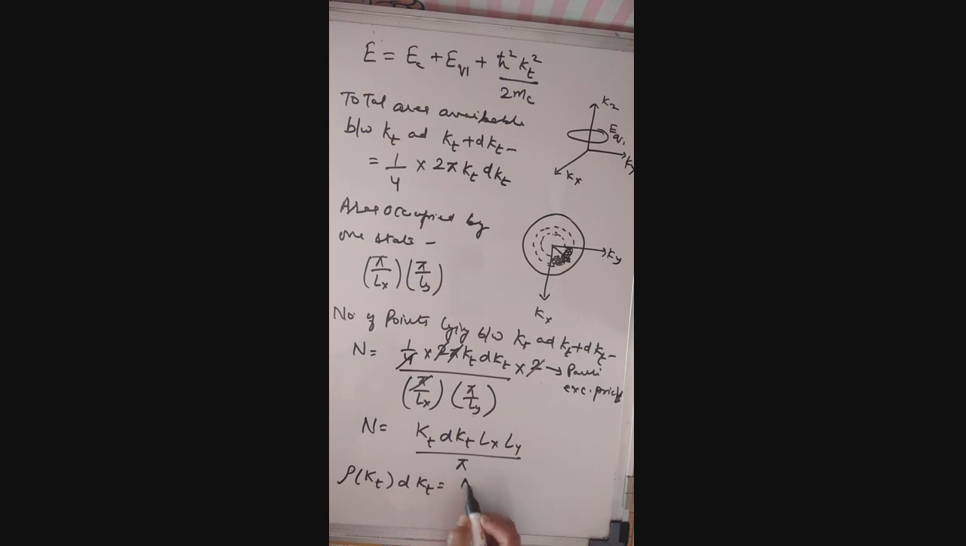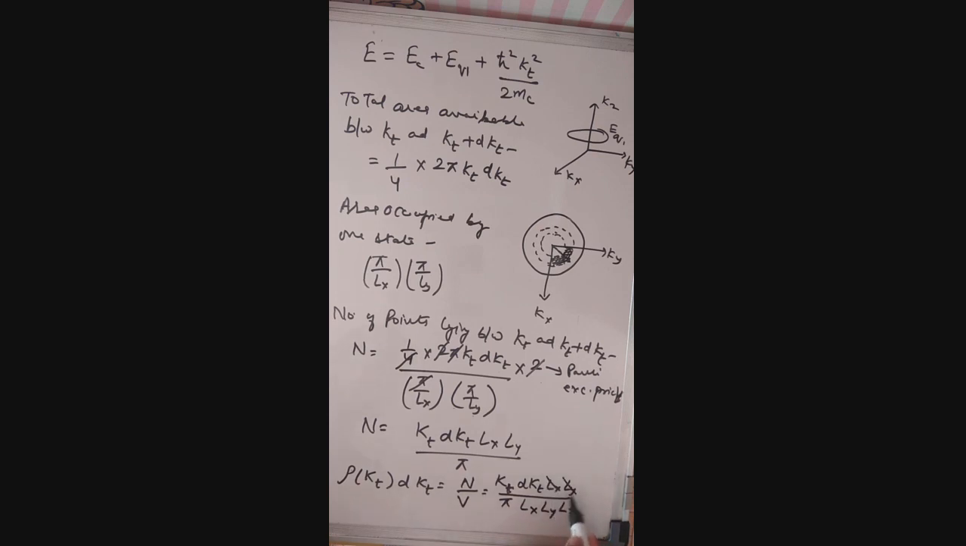So this will be n by volume, because whenever we are talking about density, we have to divide it by volume. No matter what kind of structure we are talking about, we have to divide it by volume when we are talking about density. So first I am putting the value of this n, kt dkt Lx Ly upon pi. Okay, this was the value of this n. Now dividing by the volume of a cube, Lx Ly Lz. This is the volume.